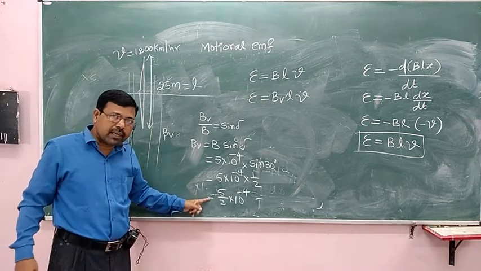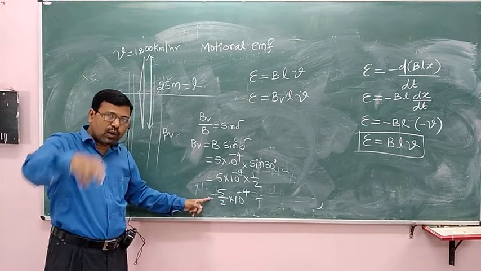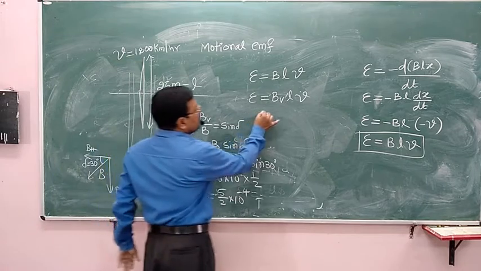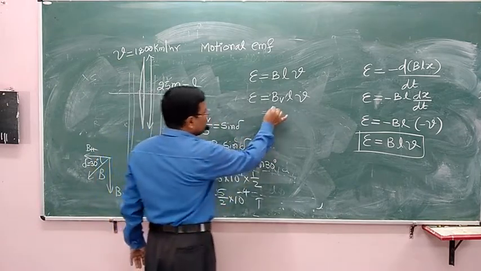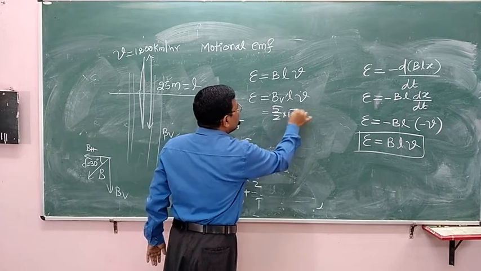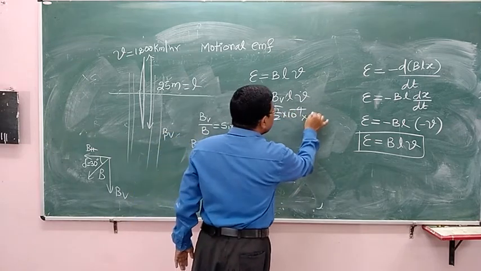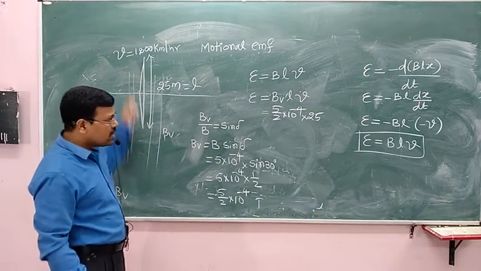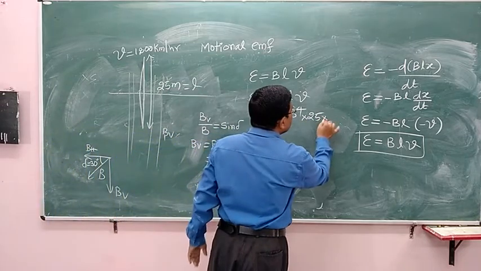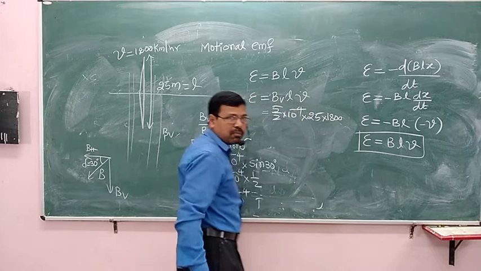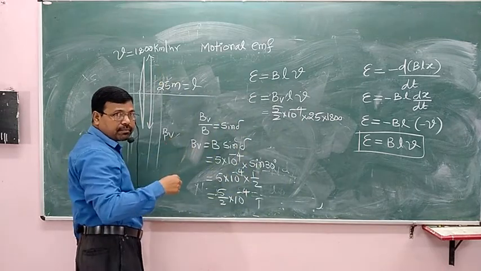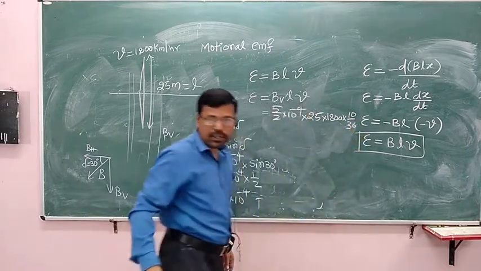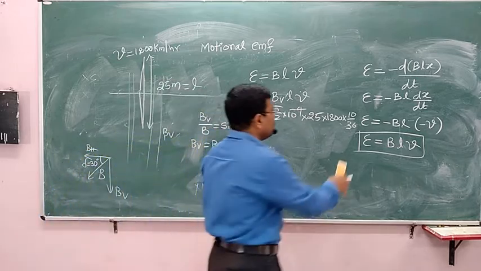This is the vertical component of the Earth's magnetic field, which is linked to the aeroplane changes. Because of this changing linked magnetic field, induced EMF is produced in the aeroplane. Therefore, induced EMF is equal to BV L V. What is BV here? 5 by 2 into 10 raised to minus 4, the length of the wings is 25 meter and the speed is 1800 km per hour. You need to multiply it by 10 by 36, because we need to convert kilometer per hour into meter per second.